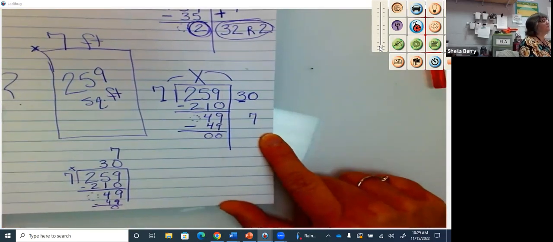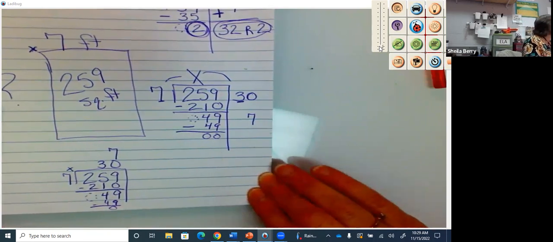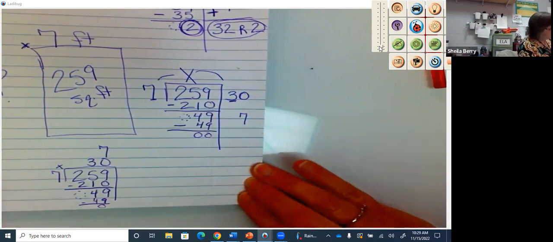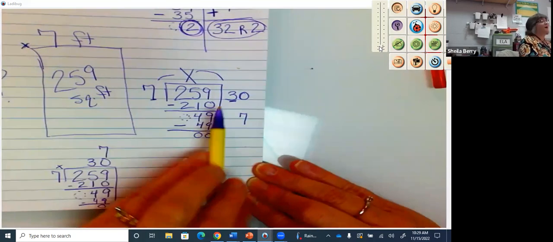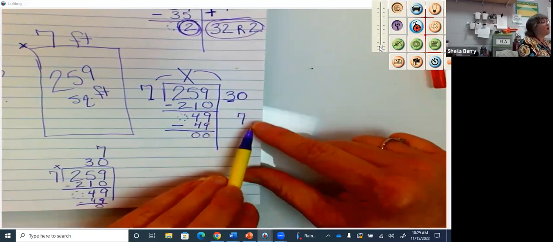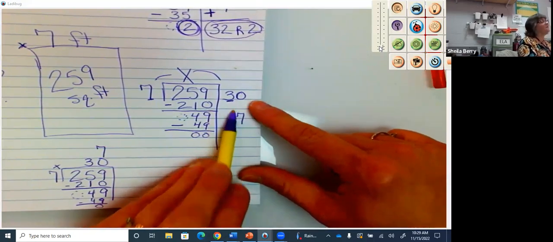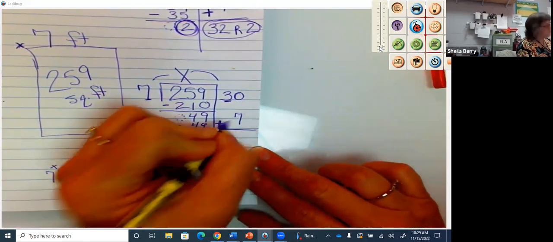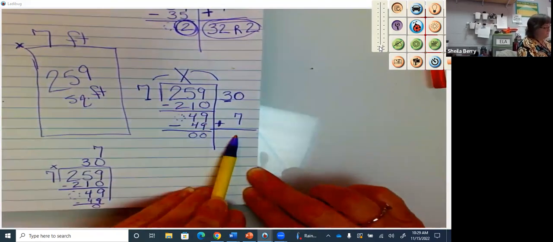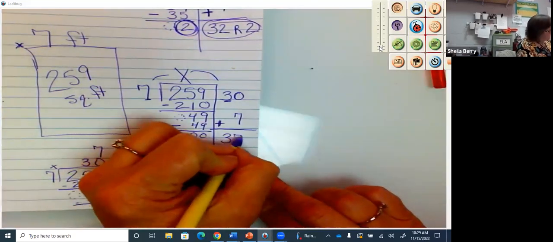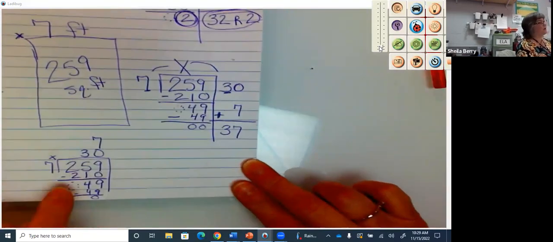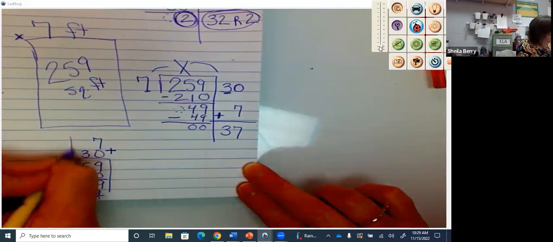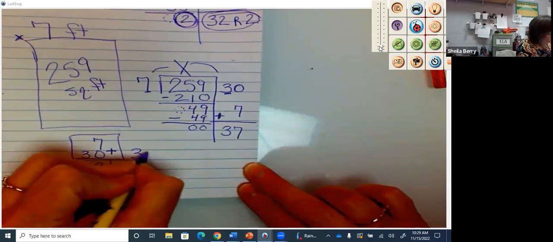And now I'm done, right? No, I'm still not done. What do I have to do next, William? You have to add the 30 and the 7. Yeah, guys, these are partial quotients. This is part of the answer, so we have to add this up. What is 30 plus 7? 37. And again, when I come over here and I stack it up this way, I have to add these up. So 30 plus 7 is 37.